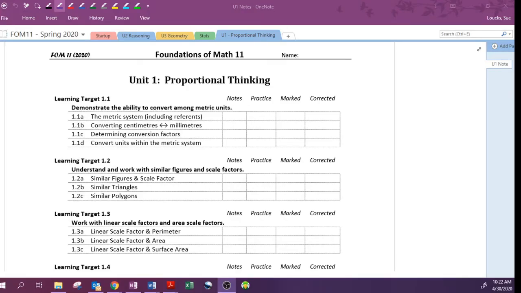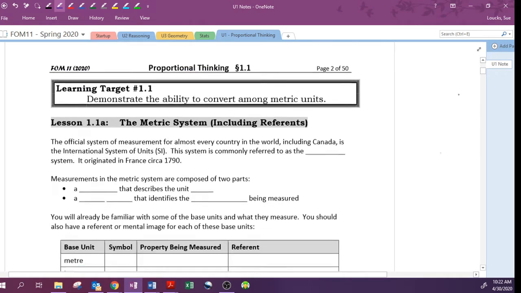Hi everyone, welcome to Unit 1 of Foundations of Math 11. We are going to learn about proportional thinking, and we're going to start with looking at metric units and converting among metric units. Okay.